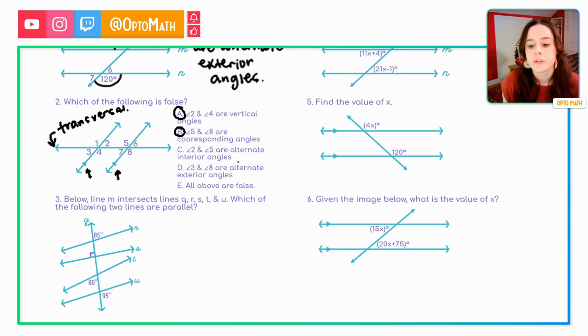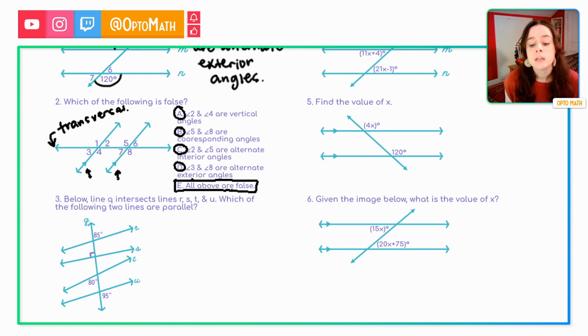2 and 5 are alternate interior angles. We already said they're same side interior, so it's also false. Angle 3 and angle 8 are alternate exterior angles. 3 and 8, they're actually same side exterior, so that's also a no. So the correct answer is E, all above are false. And I know I circled those along the way, but it's E.